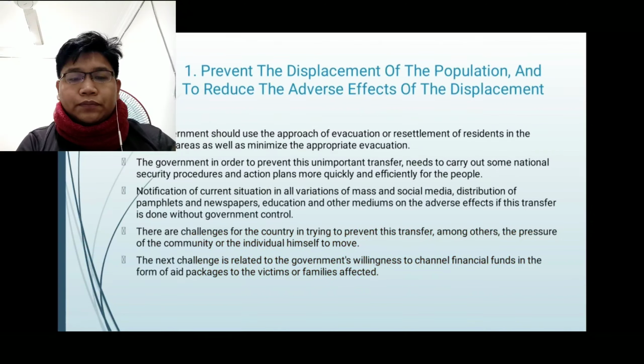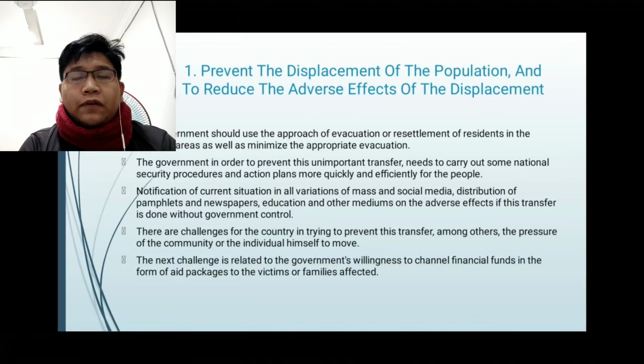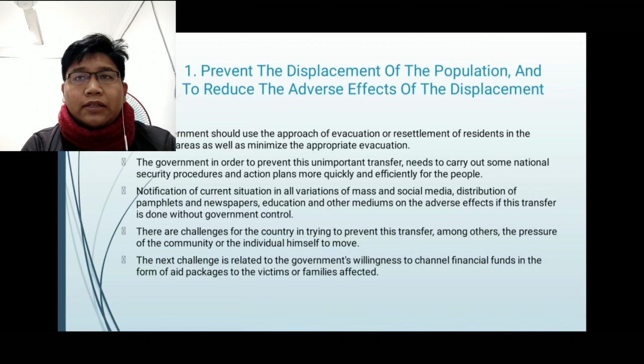According to the obligation of the government, the first obligation of the government is to prevent the displacement of the population and to reduce the adverse effect of the displacement. The government should use the approach of evacuation or resettlement of residents in the affected areas as well as minimize inappropriate evacuations. The government, in order to prevent this unimportant transfer, needs to carry out some national security procedures and action plans more quickly and efficiently for the people.